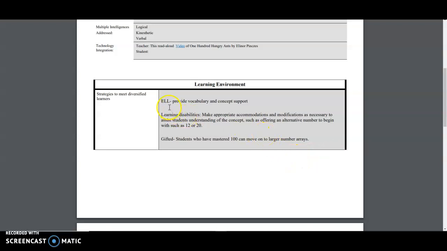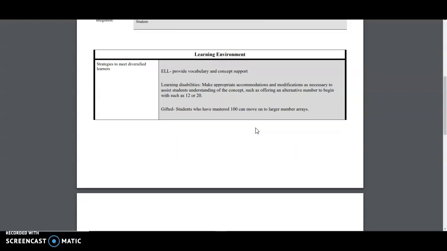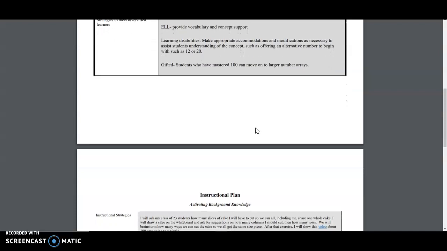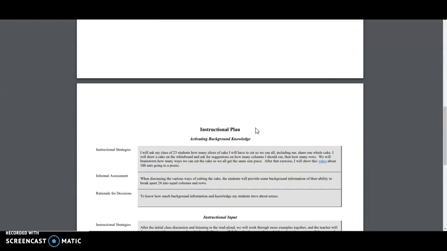For our English language learners, we will provide vocabulary and concept support, such as learning about what the word array means and in drawing out the arrays. For students with learning disabilities, we'll make the appropriate accommodations and modifications as necessary to assist students' understanding of the concept, such as offering an alternative number to begin with, such as 12 or 20, and working up from there. For our gifted students who have mastered an array up to 100, we can move on to larger number arrays.